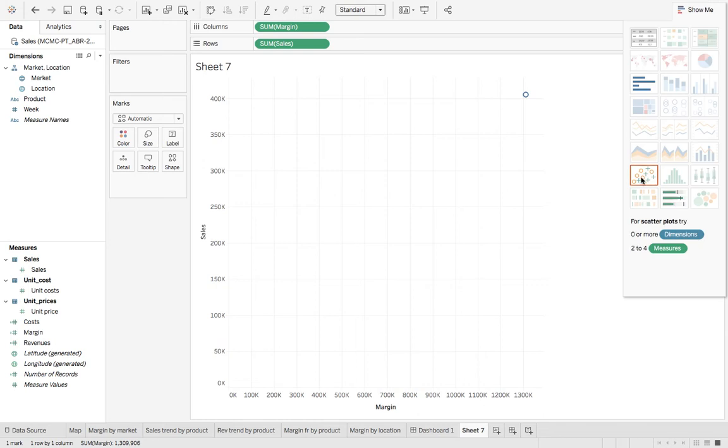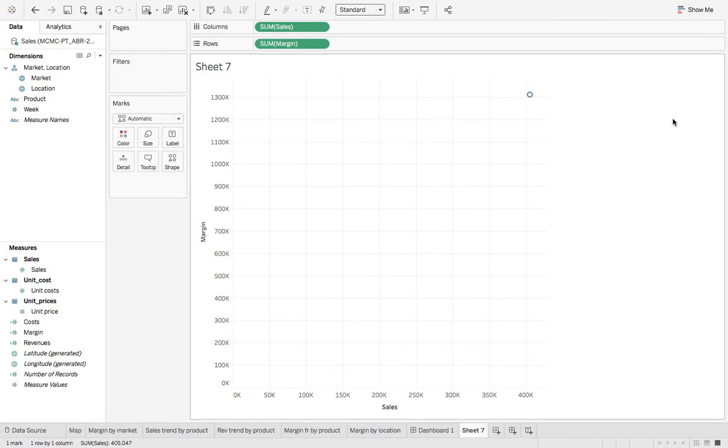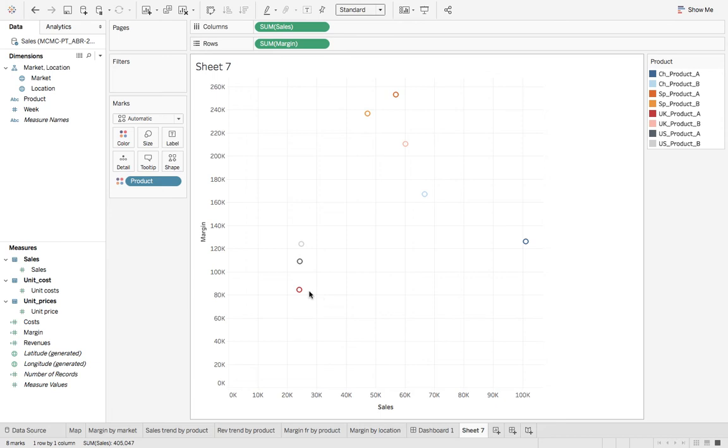So we have this kind of scatter plot. Now we have the total, but we want this to be split by product and by location. So here we include the product in color. So now we can see the relationship between the sales and the margin. So the higher the sales, the higher the margin.